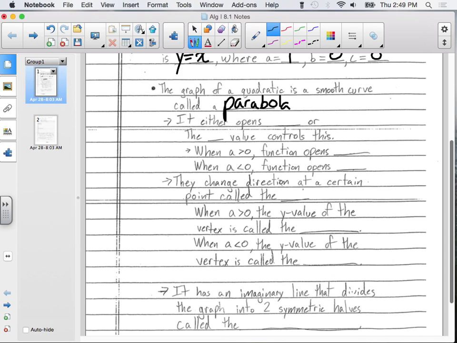So it either opens up or down. So when it opens up, if you look on your assignment, what does it look like? It looks like a U. So when it opens up, it looks like that. If it opens down, what does it look like? An N or an upside down U, right?